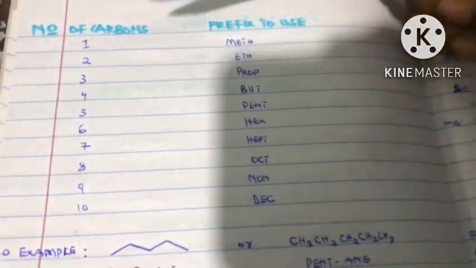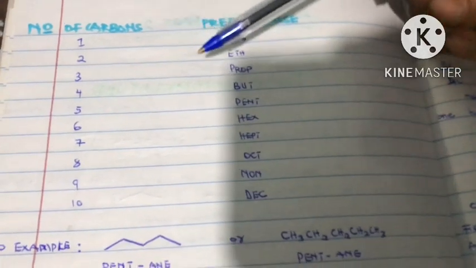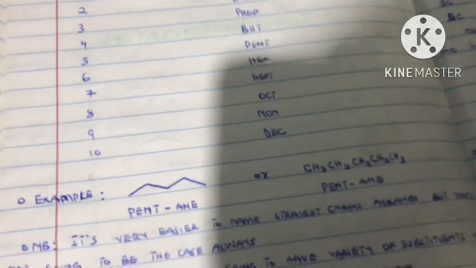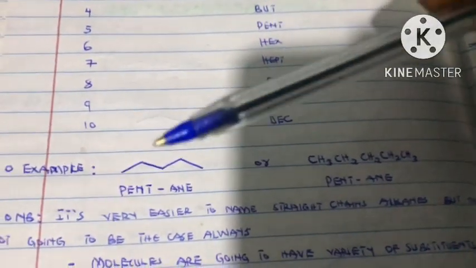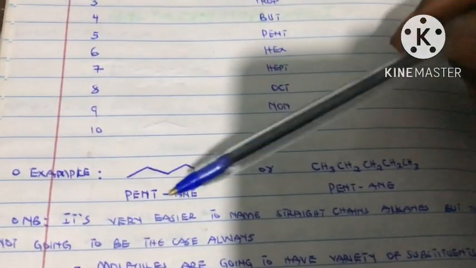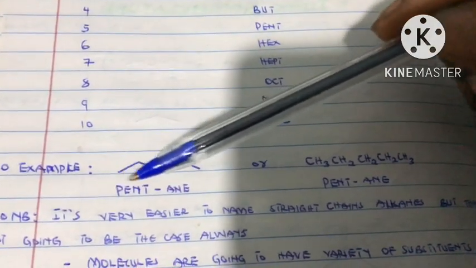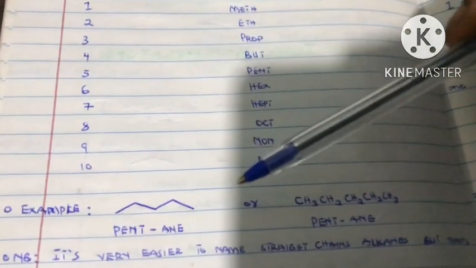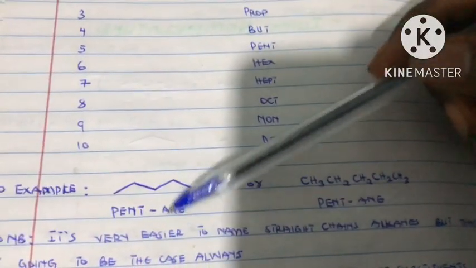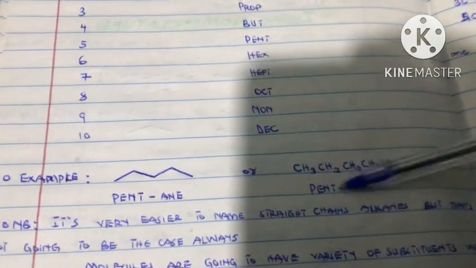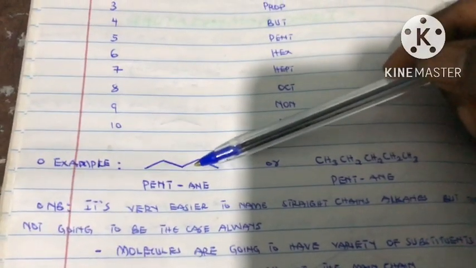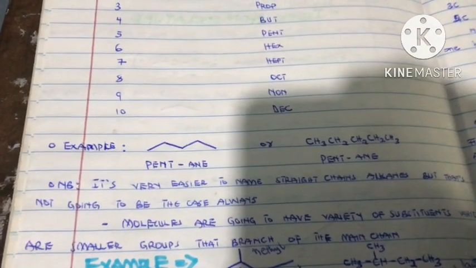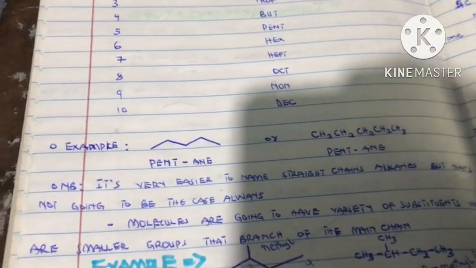So for one carbon, we have "meth". For 2 carbons, we have "eth". For 3 carbons, we have "prop", and so on. So let's look at this molecule and use it as an example. Looking at this molecule, you can see that it consists of 5 carbons. Therefore, we take the prefix "pent". And all alkanes end with the suffix "ane". So this becomes what? Pentane. The same as this. This is the condensed formula, and this is the skeletal formula.